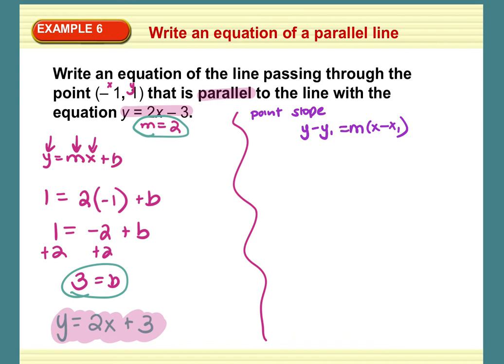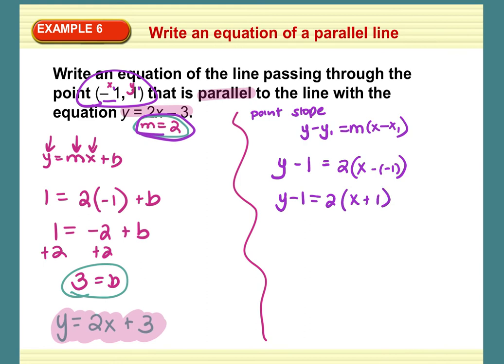Again, it is your choice what you do. But now that I know my slope and I know the point, I literally just get to plug that in as the x1, y1. So y minus 1 equals the m is 2, times x minus a -1, so minus a -1. I get y minus 1 equals 2 times x plus 1, distribute the 2, and add the 1.